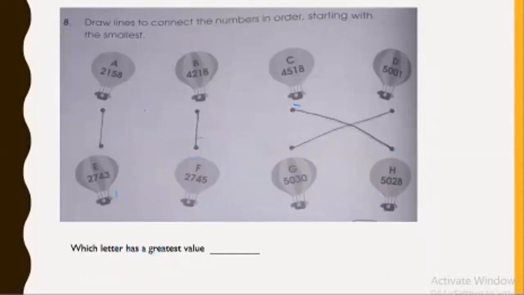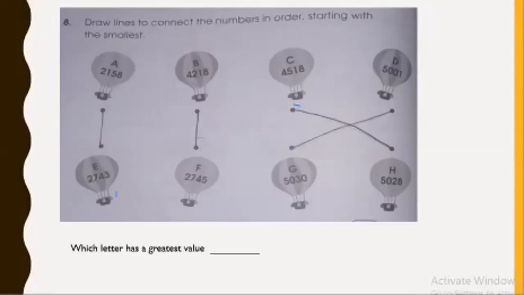In this question, they ask you to draw lines to connect the numbers in order, starting with the smallest number. You are going to compare the numbers and then match them according to their value. How? Let me explain. They are saying to arrange the numbers from the smallest value.